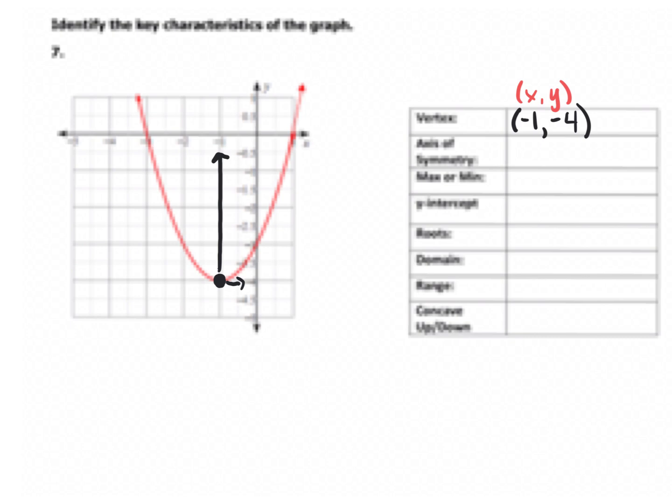It's going to tell us our axis of symmetry. Well, the axis of symmetry is this line that cuts through the vertex. Well, we already know what that is. X equals -1.